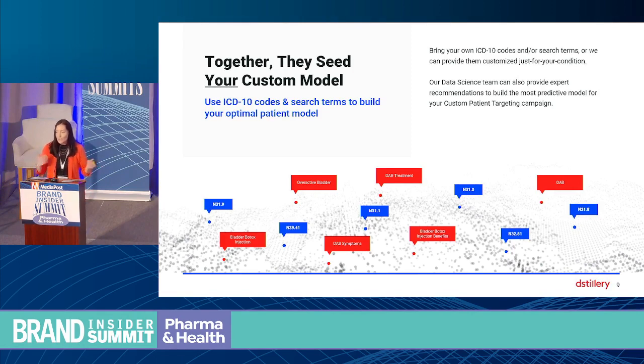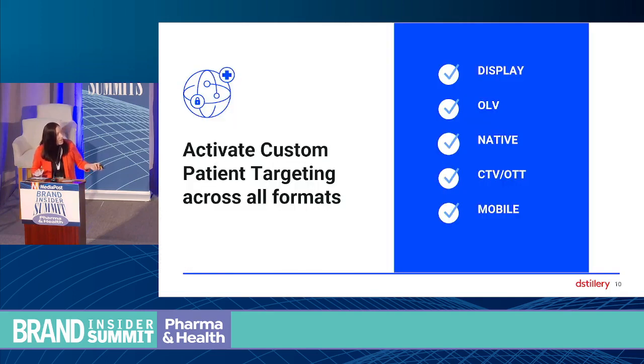So you're interacting with Dstillery when we're curating that audience, but as far as activation goes, everything runs through the DSP of your choice, making it super easy to activate. We can also activate across all formats, so really driving that unified audience strategy across all formats. What is that correct moment to reach that impression across all of these different formats? So display, online video, native, connected TV, and mobile.